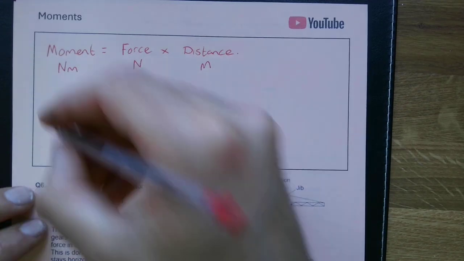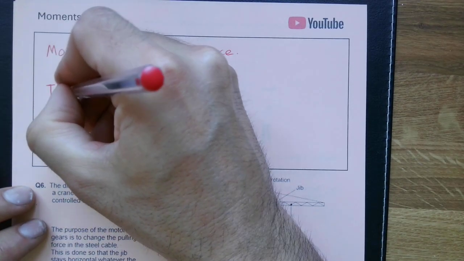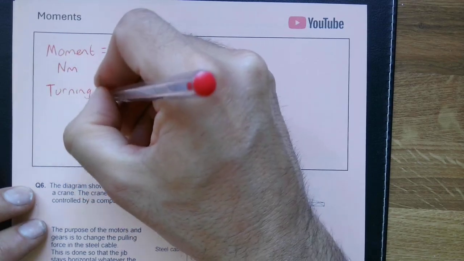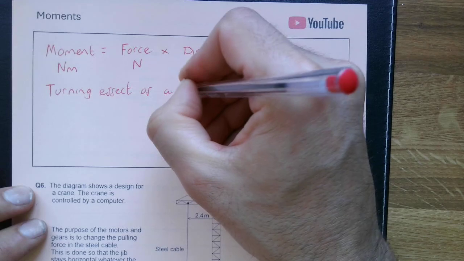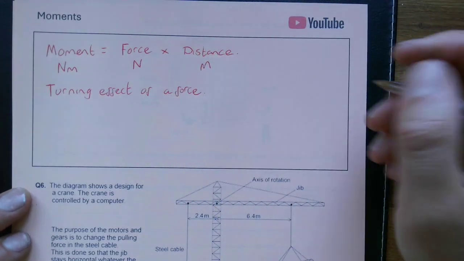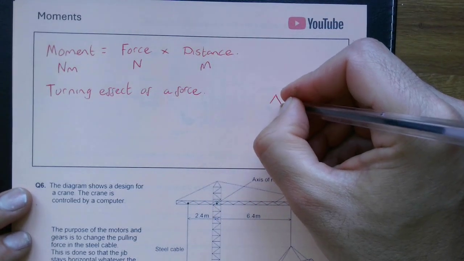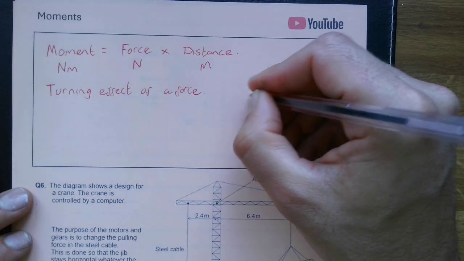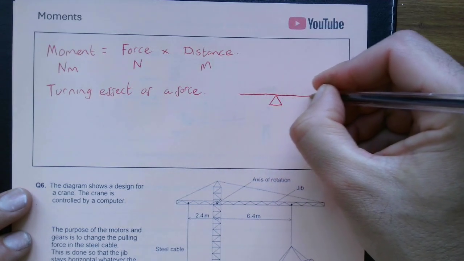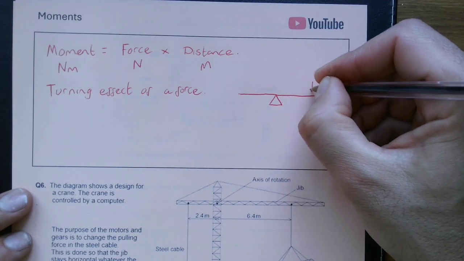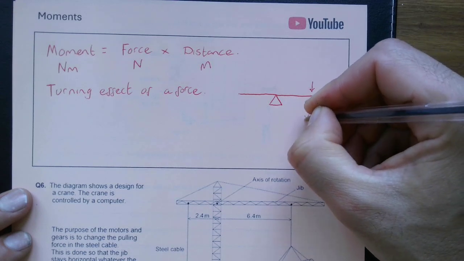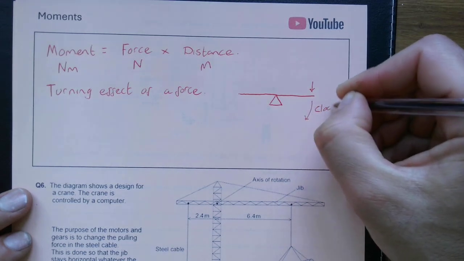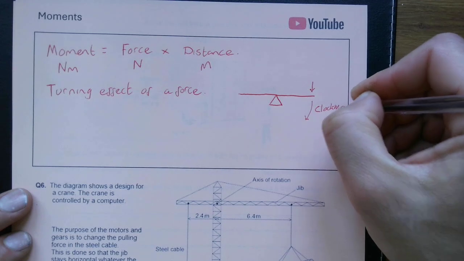Now the definition of moment is the turning effect of a force, which basically means a force that makes something turn. The simplest example is a lever, like a seesaw. You put a force on one side, and it's going to turn clockwise. So we say this has got a clockwise moment.